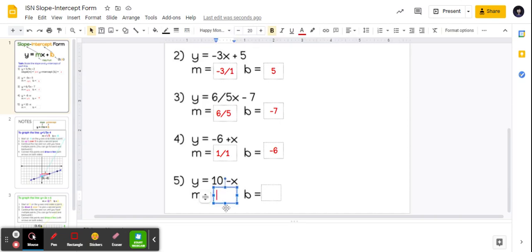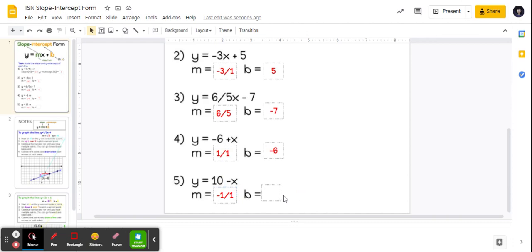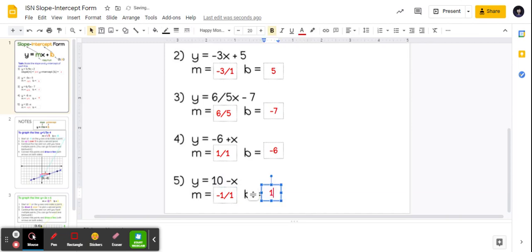So I'm going to make that into a fraction. I'm going to do negative 1 over 1. Anytime you have just a coefficient that's a whole number, just put it over 1 when you go to make your fraction. This would mean I'm going down 1, to the right 1. My b value is the constant term that's by itself, which is this 10 here. It's a positive 10, so I'm going to put a positive 10 in this box.